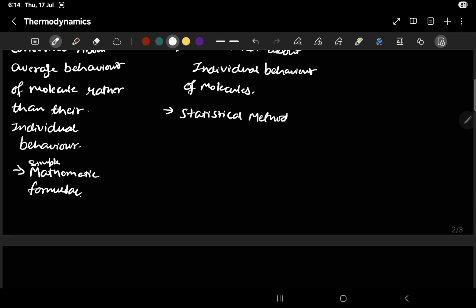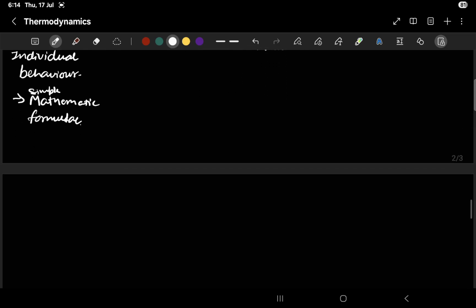For example, if we talk about a sample of gas in a closed container, then the pressure of the gas is the average value of the pressure exerted by the individual molecules. Similarly, temperature is the average value of the translational kinetic energy of the molecules.